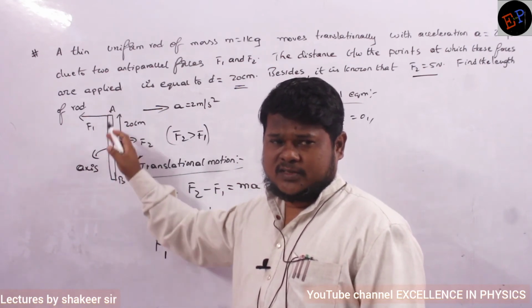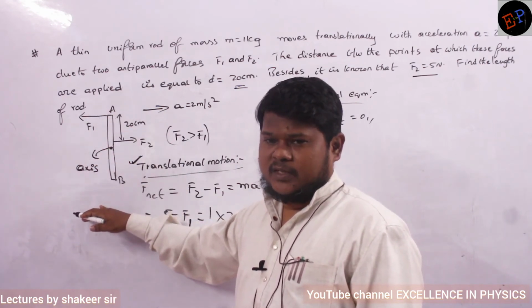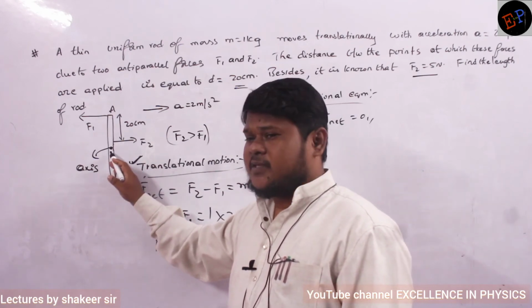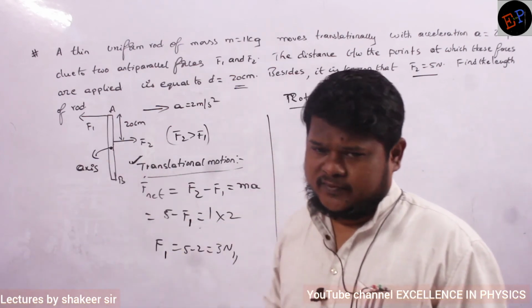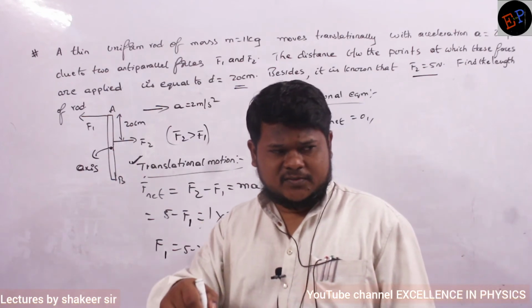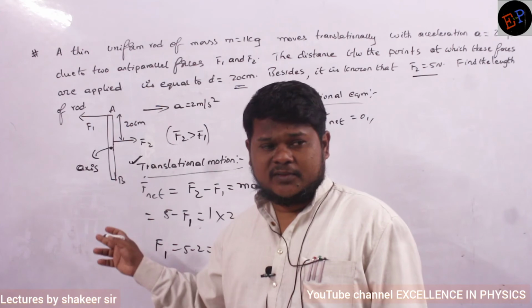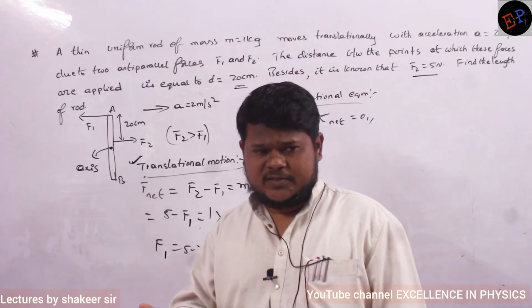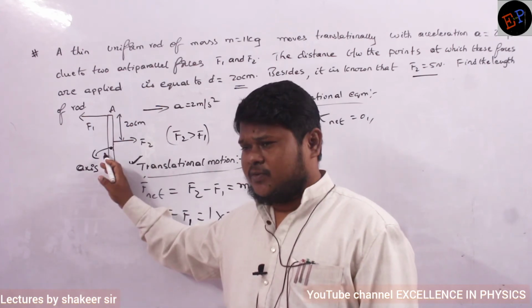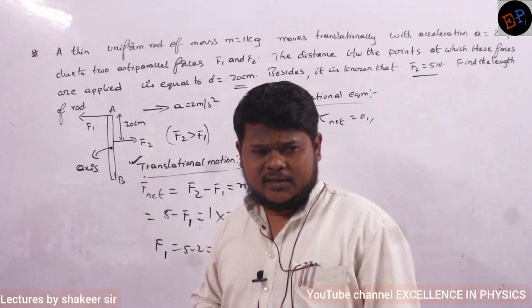You can take the axis anywhere. I have taken it here. Are you able to understand? But weight is acting where? Weight is acting on the axis itself, because weight acts on the center of mass. So weight cannot produce any torque. Where does weight act? Center of mass. The axis is also at the center of mass only. So weight cannot produce any torque.